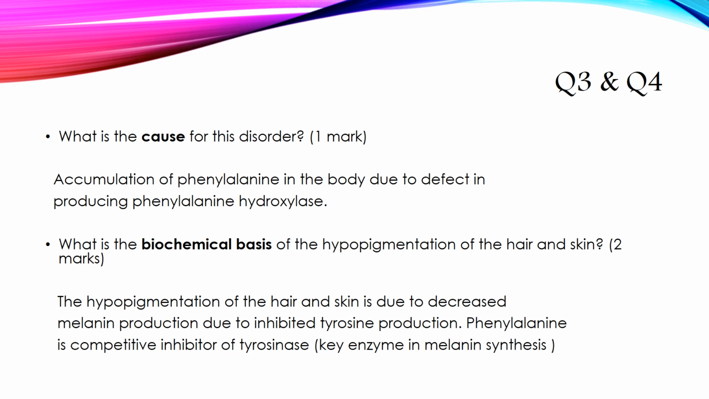And question 4. What is the cause for this disorder? This disorder is mainly caused by the accumulation of phenylalanine in the body due to the defect in producing phenylalanine hydroxylase. What is the biochemical basis of the hypopigmentation of the hair and skin? The hypopigmentation of the hair and skin is due to decreased melanin production due to the inhibited tyrosine production. Phenylalanine is a competitive inhibitor of tyrosinase, the key enzyme in melanin synthesis.